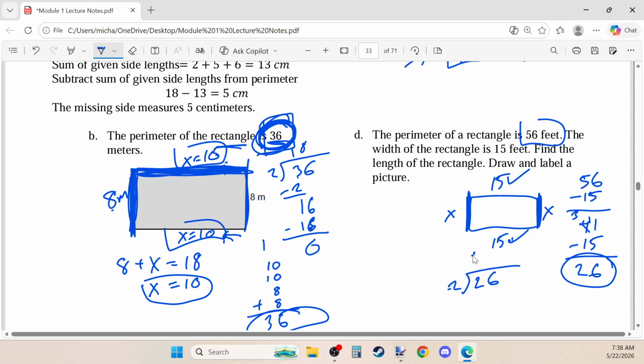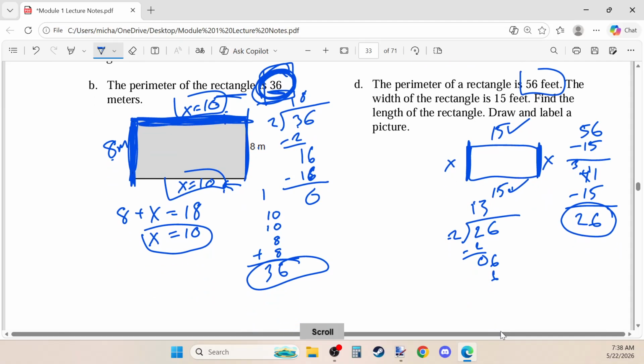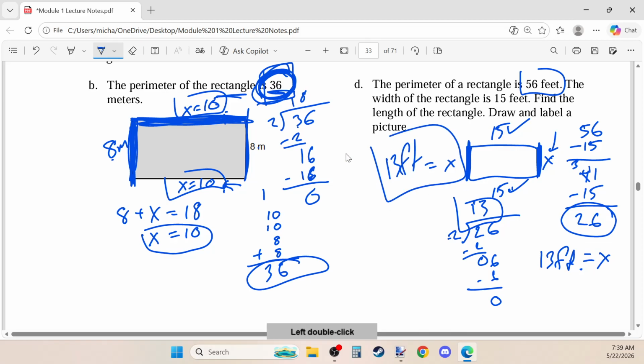2 goes into 2 one time. 1 times 2 is 2. 2 minus 2 is 0. Bring down a 6. 2 goes into 6 3 times. 3 times 2 is 6. 6 minus 6 is 0. There's no remainder. That means that the missing sides are 13 feet. This side is 13 feet. And this side is 13 feet as well.